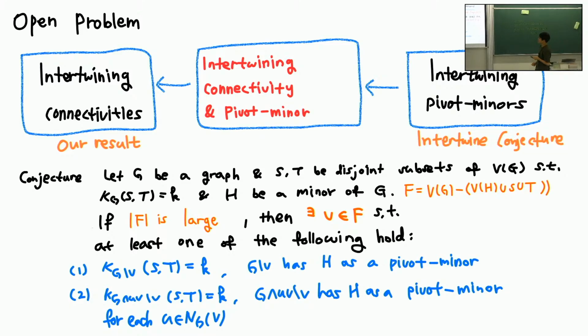If G is a graph and S and T are disjoint subsets of the set of vertices of G such that the connectivity value is K, and if H is a minor of G, and if the number of vertices outside the set of vertices of H union S union T is sufficiently large, then we can guarantee that there exists a vertex of F such that at least one pivot-minor keeps the connectivity and preserves the H as a pivot-minor.